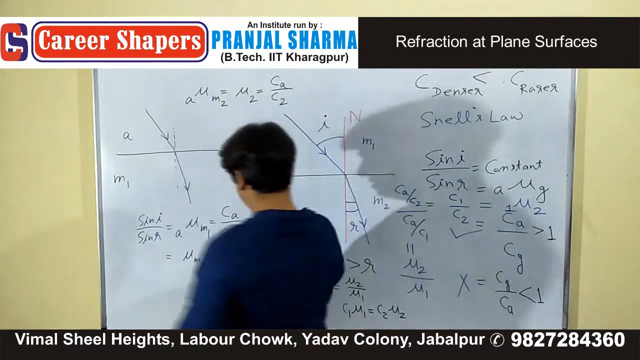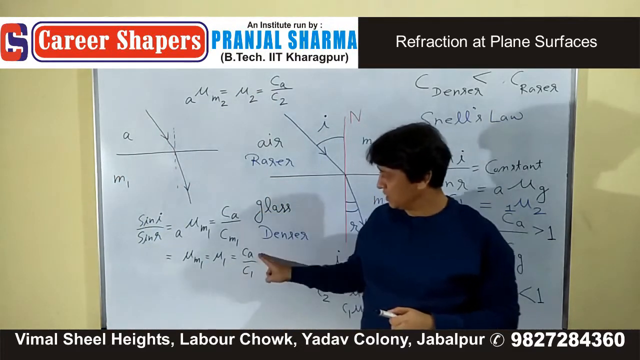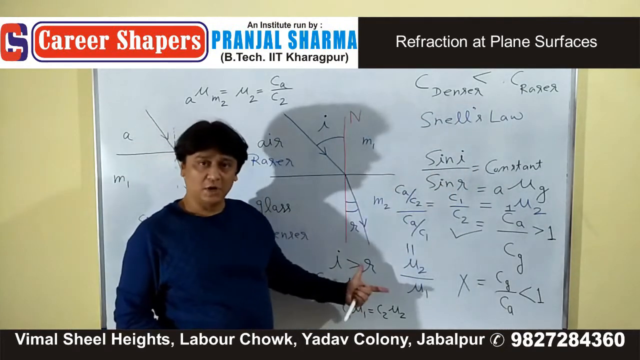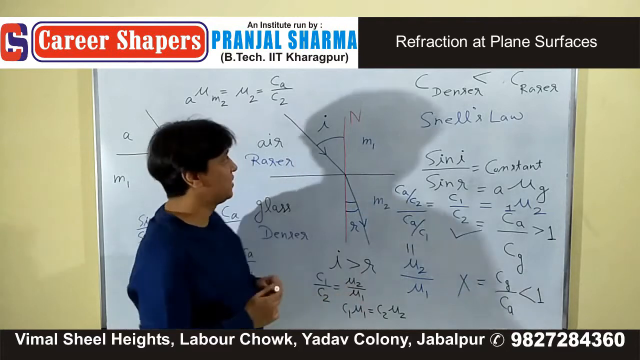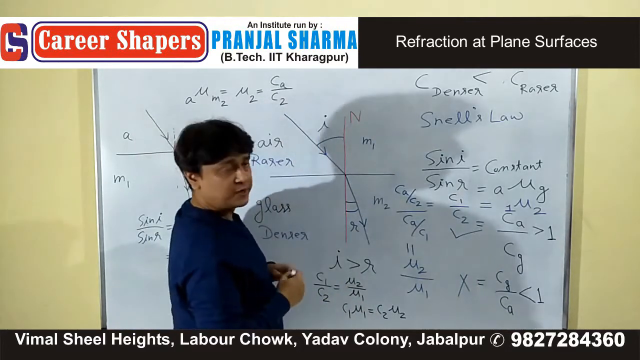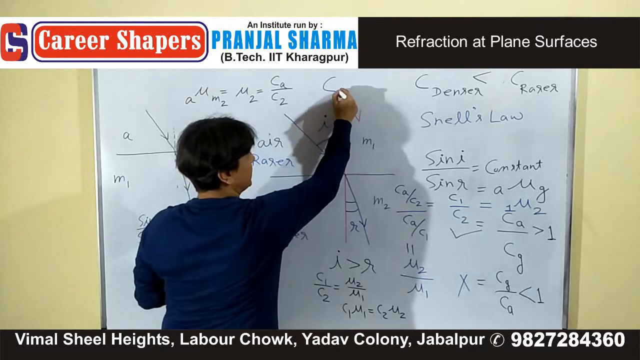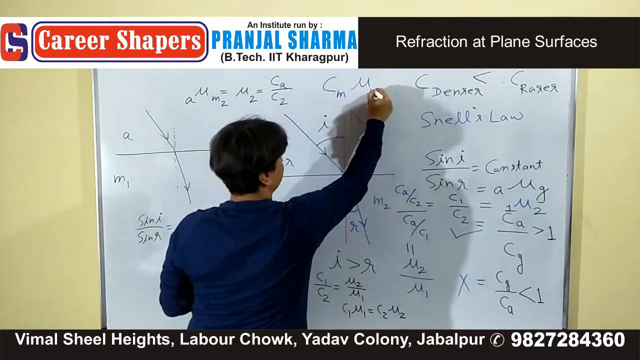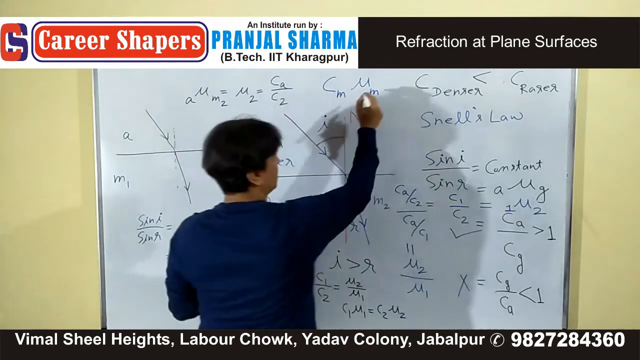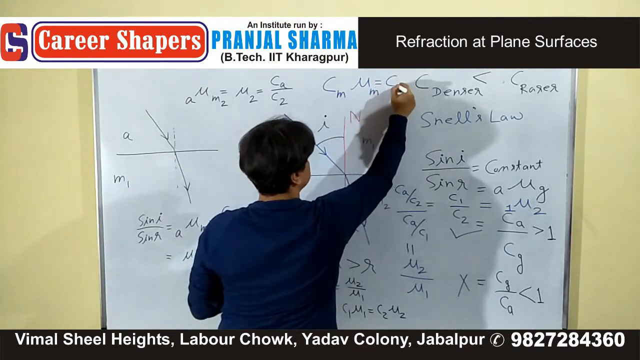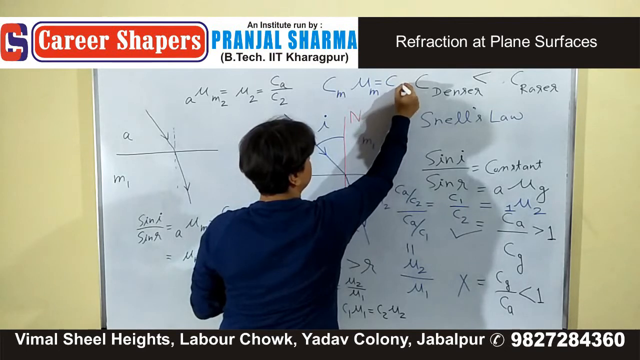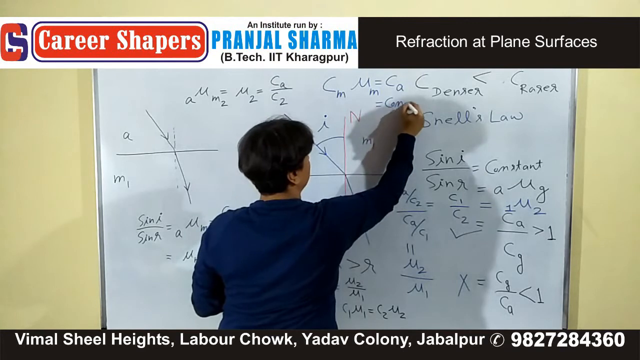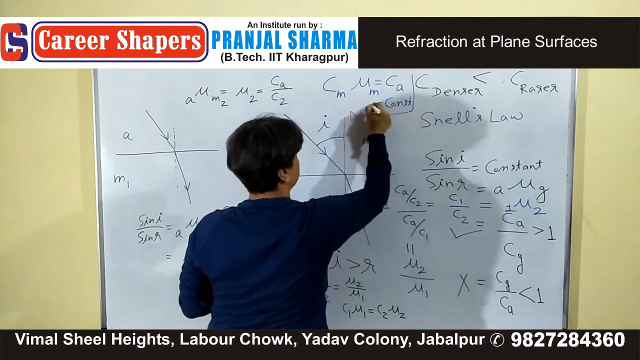C2 into mu 2 is what? CA. C1 into mu 1 is what? CA. But it's easy to remember this. What is the statement which you got finally? Speed of light in any medium multiplied by refractive index of that medium. This product is always speed of light in air. For us, this product is always a constant.